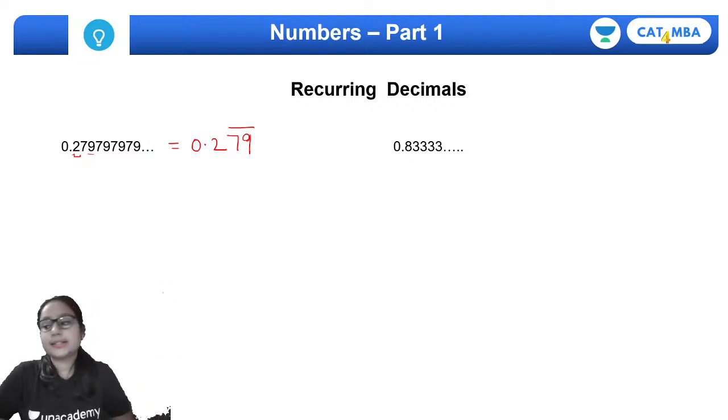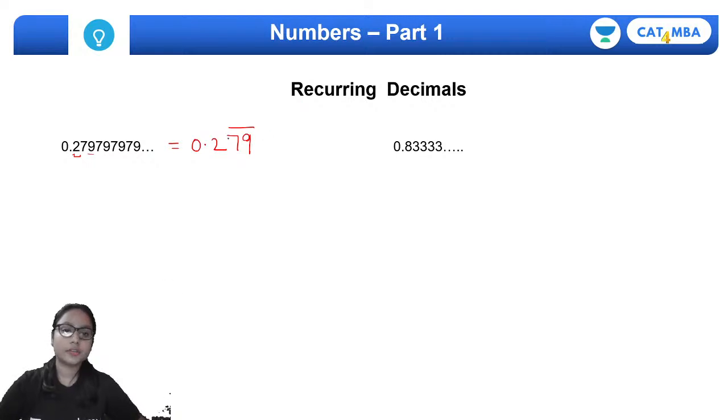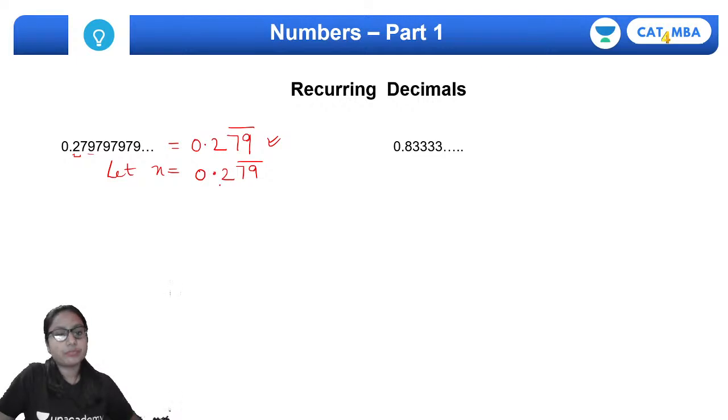Okay, all right, let's do this. So let us understand how we will convert such type of questions. Let us understand the trick first, the reason behind the trick. So first of all, we will take this number as let x is equal to 0.279 bar. Okay, so first of all, we have to remove this 2. So to remove this 2, I multiply x by 10. So it will be 10x is equal to 2.79 bar.